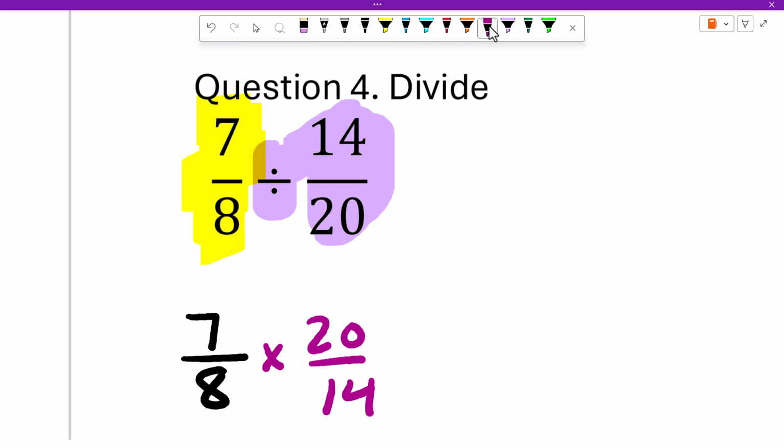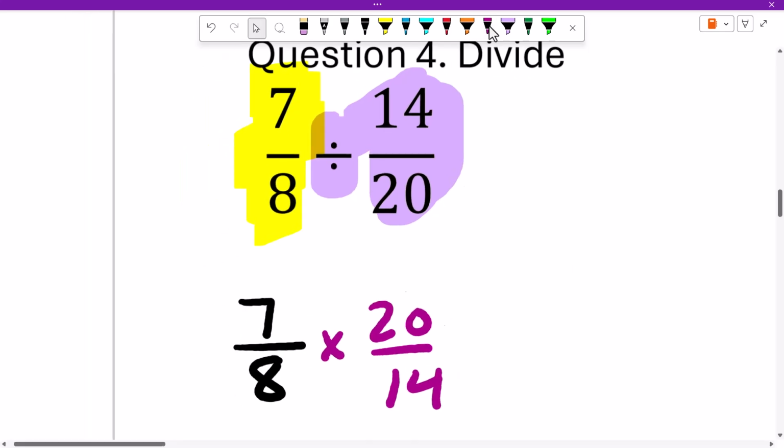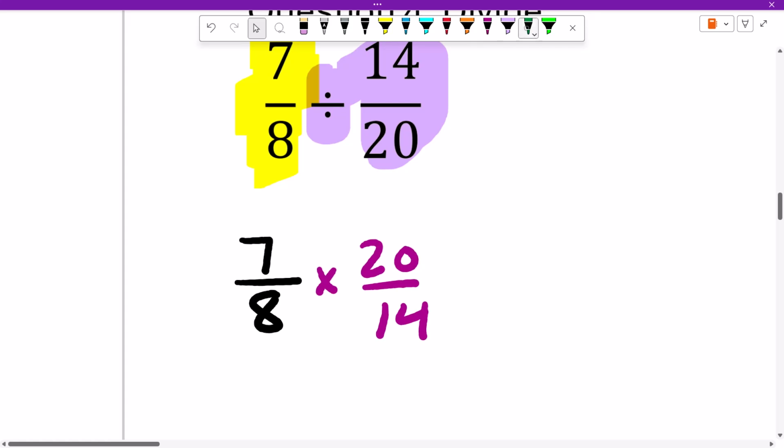And if you're not good at simplifying, you can remember just multiply the tops, multiply the bottoms. But if you see something, Peyton, what do you see? 8 and 20 can be divided by 4. Yeah, 8 and 20 can be divided by 4. So divide by 4. You have 2 left over, and you have 5 left over here.